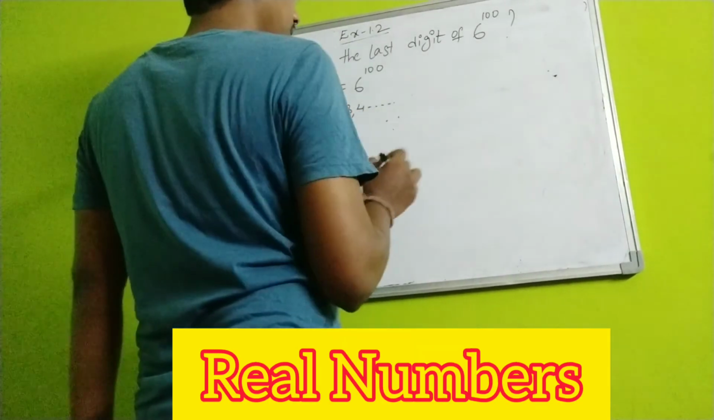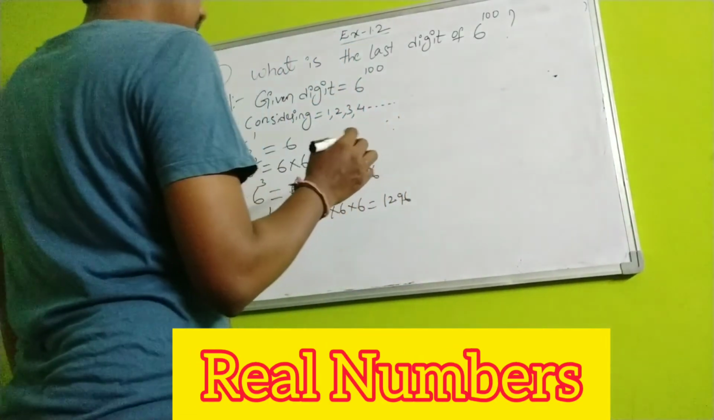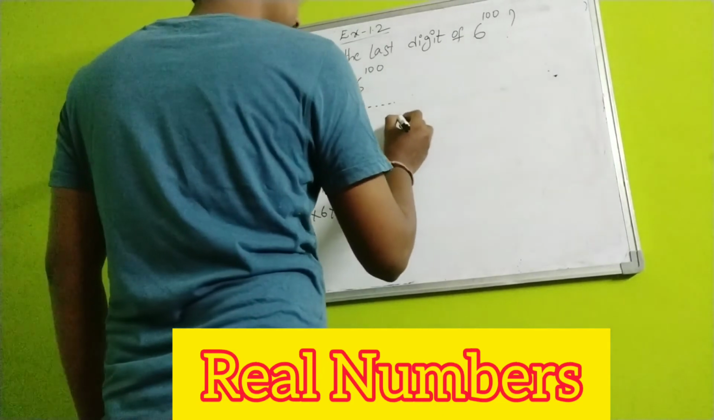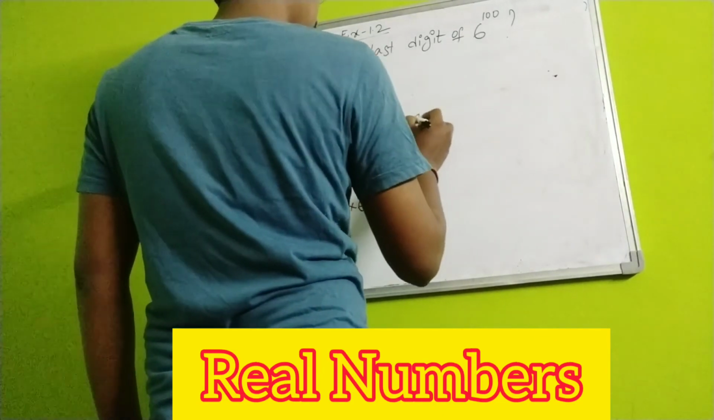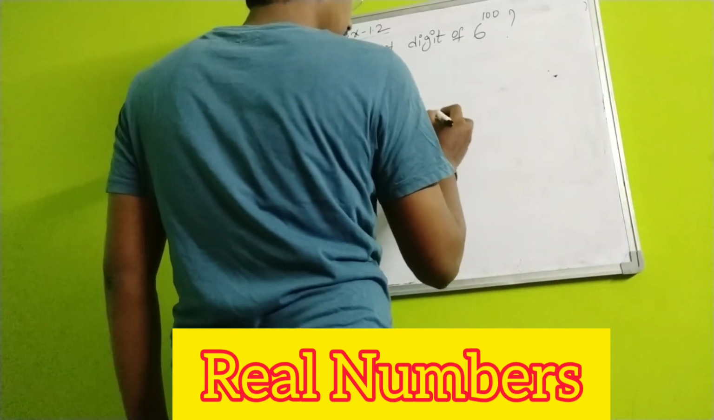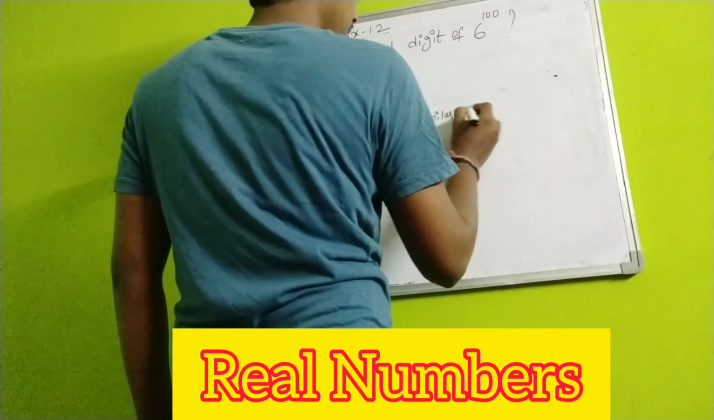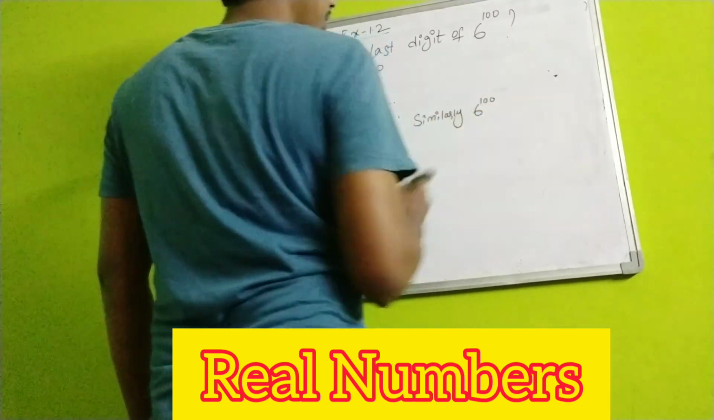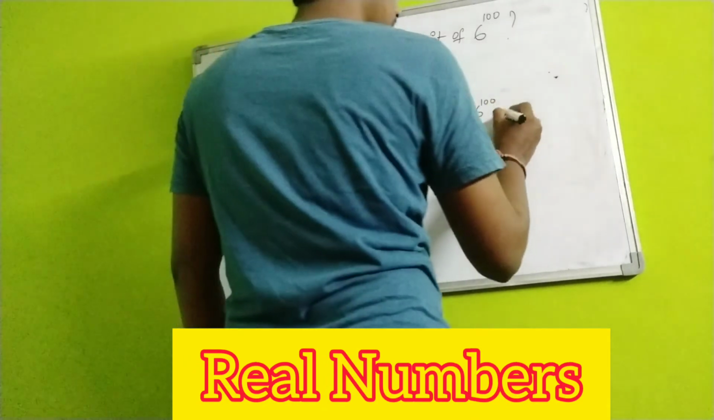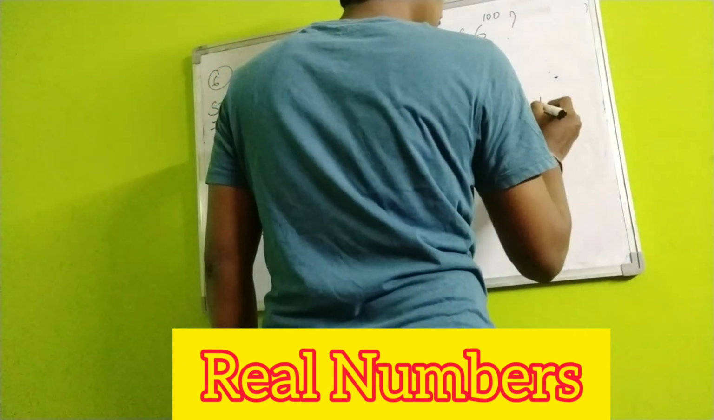Similarly, the unit digit of 6 power 100 is also the same.